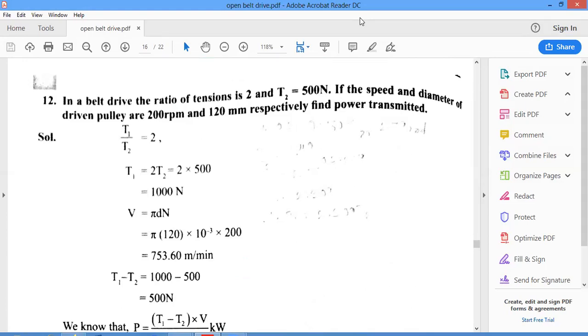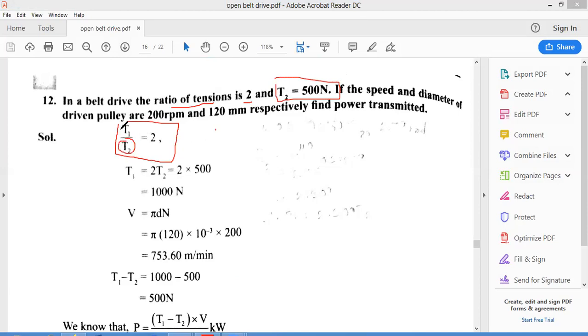So what have they given? The data that they have given is ratio of tension T1 by T2 is equal to 2. So we'll write that first. T2 value is 500. This data is also given, right? So thereby, if we know T2 is 500, then T1 is equal to 2 times T2, which is nothing but 1000 Newton. So now we know T1 value and we also know T2 value, which is already given in the question as 500 newtons, right?